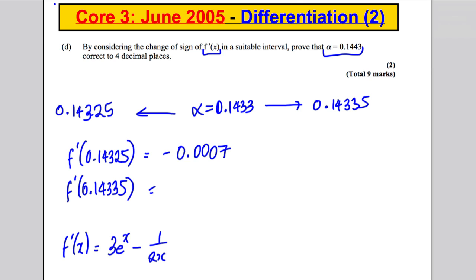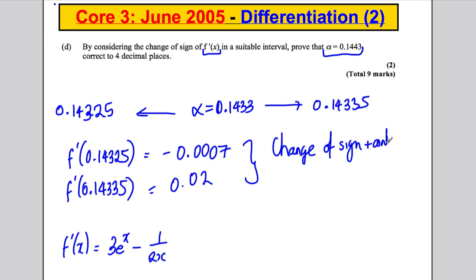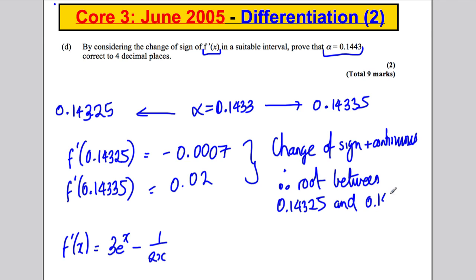You get 0.02, and you can say change of sign plus continuous, therefore root between 0.14325 and 0.14335. So the root is 0.1433 to 4 dp. That's accurate.